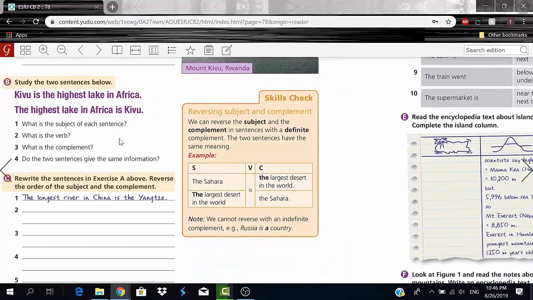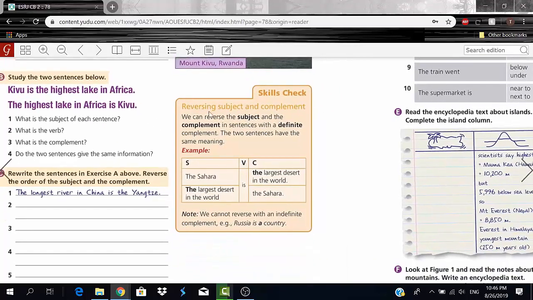Okay, so take a look at skills check now. We have reversing subject and complement. We can reverse the subject and complement, as shown in that exercise, in sentences with a definite complement. Not an indefinite complement, that won't work, but with a definite complement. The two sentences have the same exact meaning, no difference. It's just that the subject and complement are reversed.